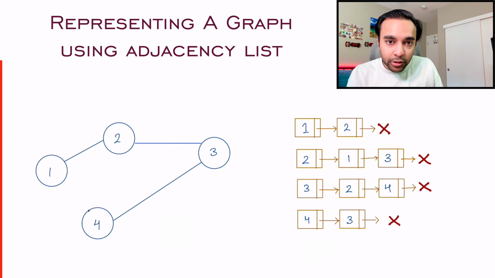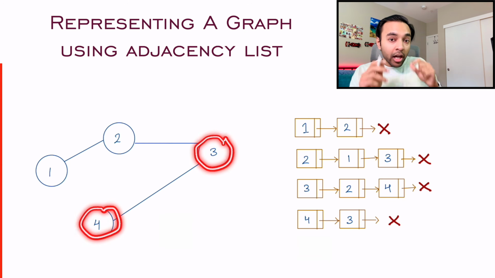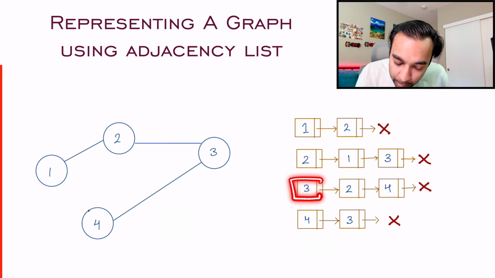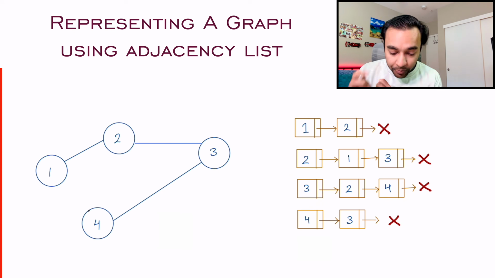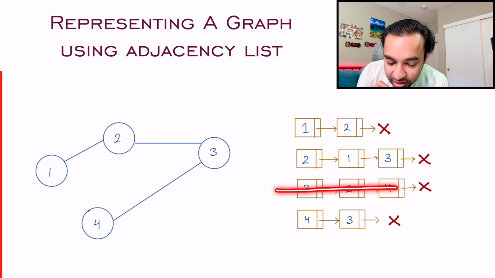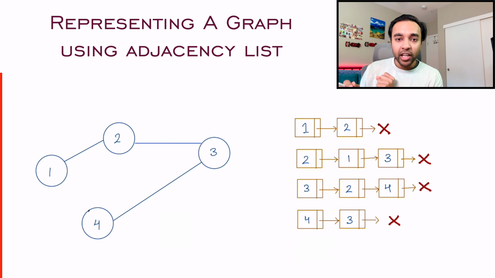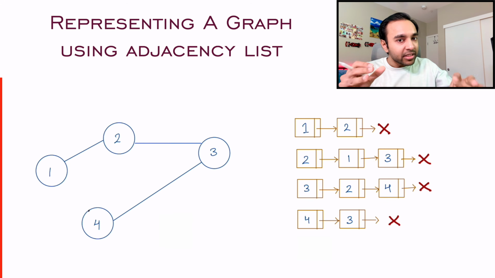If someone asks you, okay, is there a connection between node 3 and node 4? So you will look at your third list because that is where you are starting from. And then you start to traverse it. Notice that 3 and 4 are directly connected. And if you traverse this list, you find node number 4 over here. And you can say that yes, node 3 and node 4 have a direct connection between them. So this is how things work.